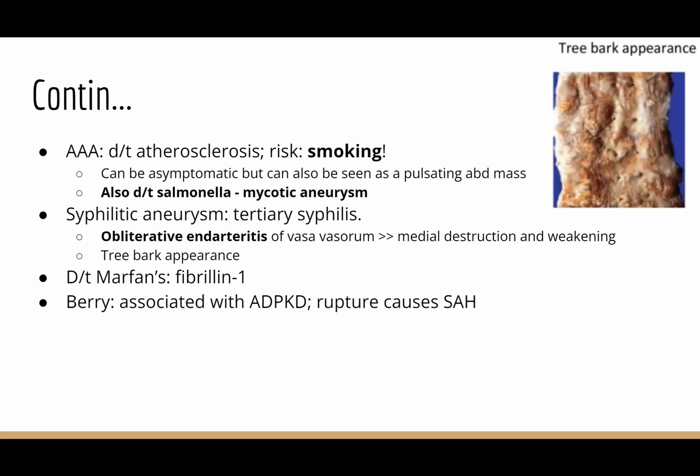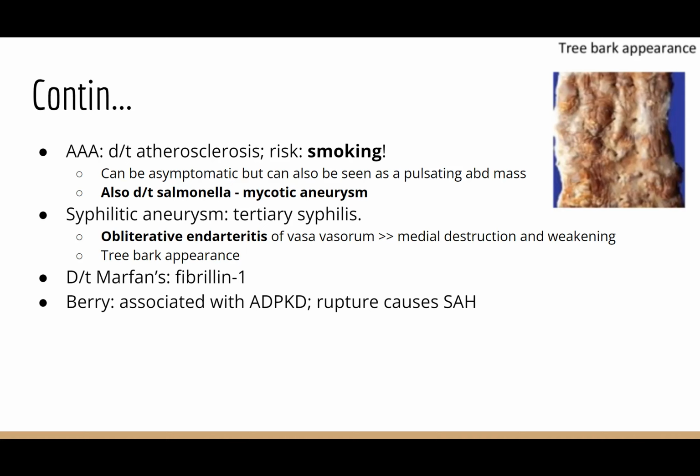Again, we talked about how vasa vasorum is very important in the pathogenesis of aneurysm. So here, when we're talking about the syphilitic aneurysm, you're getting obliterative endarteritis of the vasa vasorum. But it is that tree bark appearance. I put that picture there. You can look up a couple more pictures if you want to know what that looks like. If you see something called tree bark appearance, you're talking about obliterative endarteritis. Again, Marfan's, fibrillin, and then Berry.